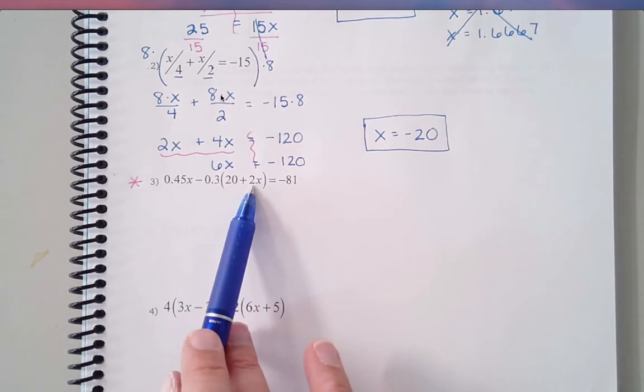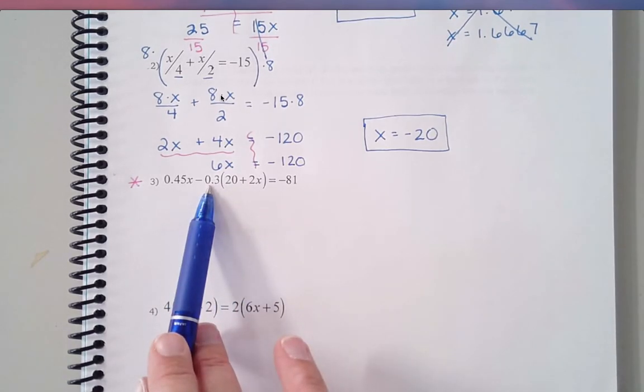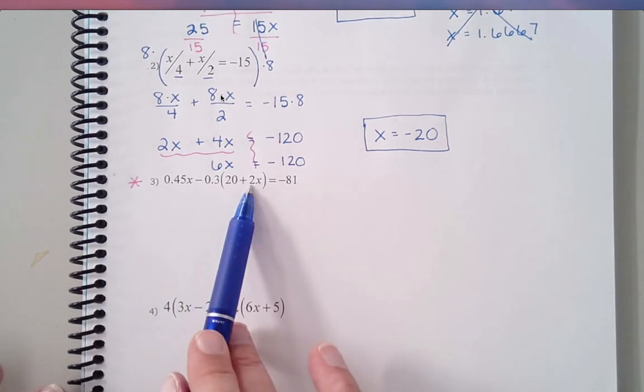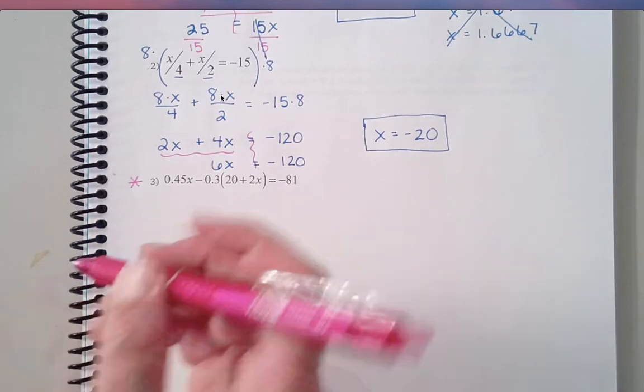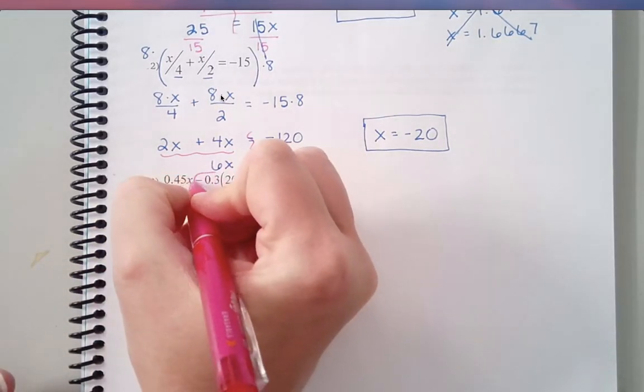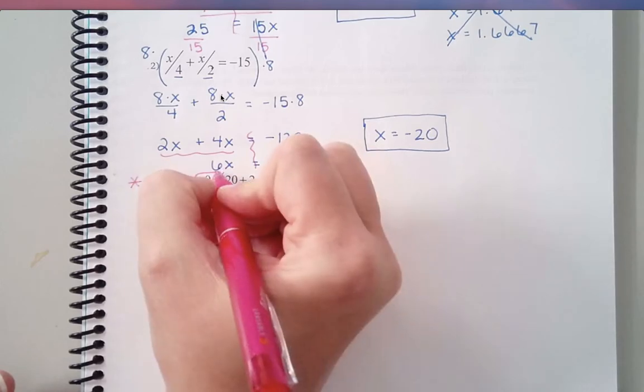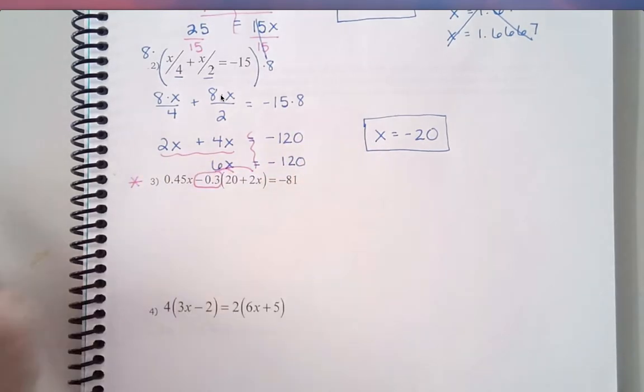Okay, so when you see a problem like this, the first thing we need to attack is this parentheses. And specifically, this number sitting out here with the parentheses, right? This number needs to be distributed, okay? But what you have to remember is that that's actually a negative 0.3 that I'm distributing in here to the 20 and to the 2x.